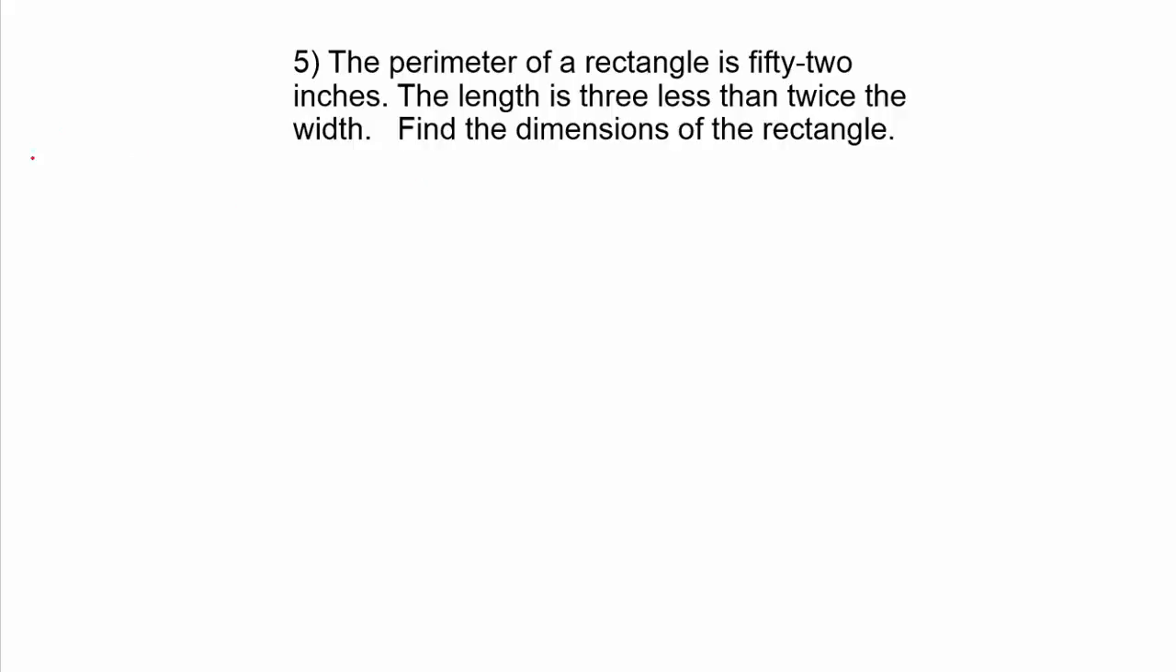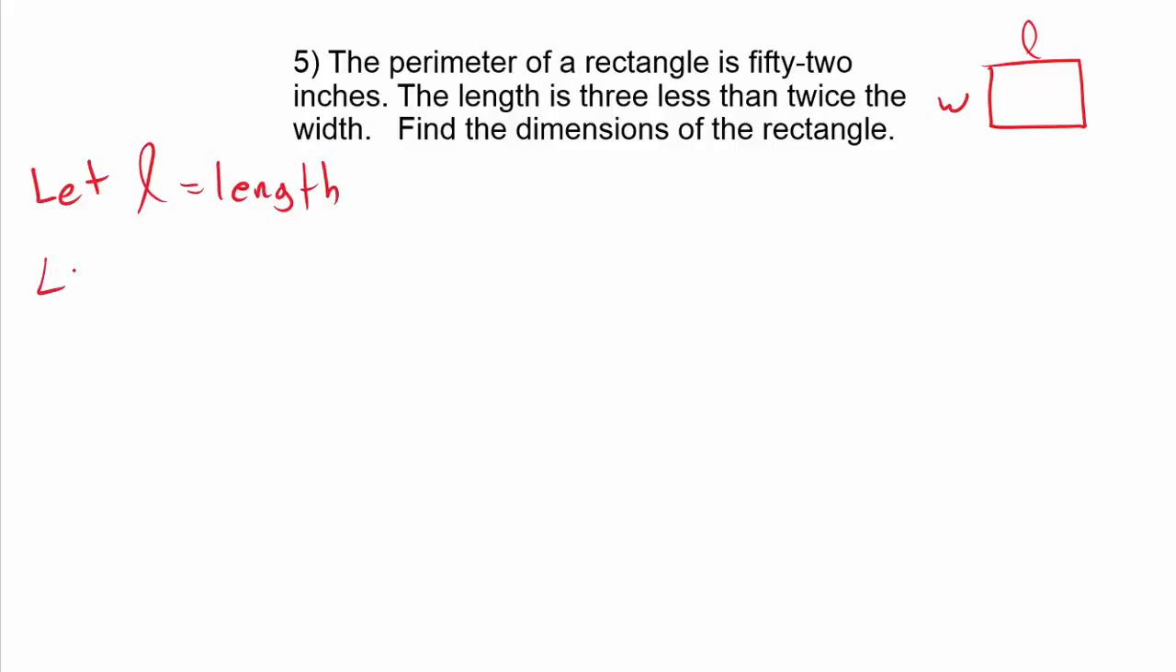Once again, I'm going to start with a let statement. Let x equal something. Actually, you know what? In this case, I won't even use x and y. I'm going to switch it up here. So it says find the dimensions of the rectangle. If I have a rectangle, then the two dimensions of the rectangle would be the length and the width. So what I'm going to do is I'm going to let L equal the length, and I'm going to let W equal the width.